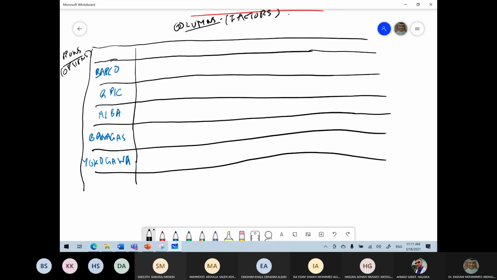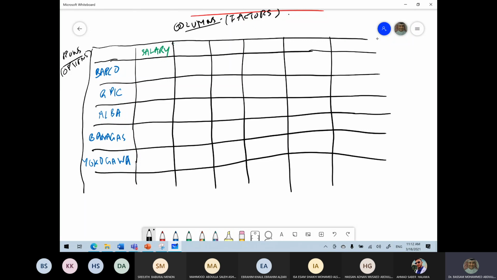If I talk about factors, I also need your help now. I'm going to select which one to choose, either Bobco, GPIC, Alba, Benegas or Yokogawa, based on what? Based on the salary. And for the second option, let me adjust my lines again, which makes this easier. So the second point, let me ask you, what else? On what basis do you select the place that you're going to work at?